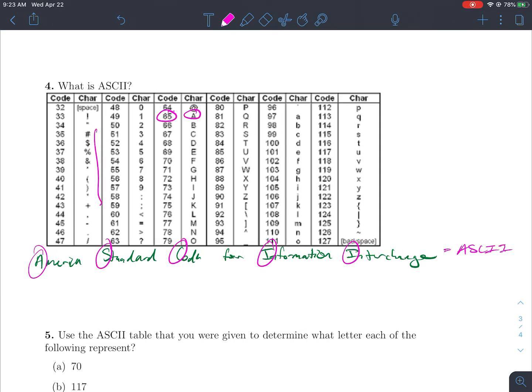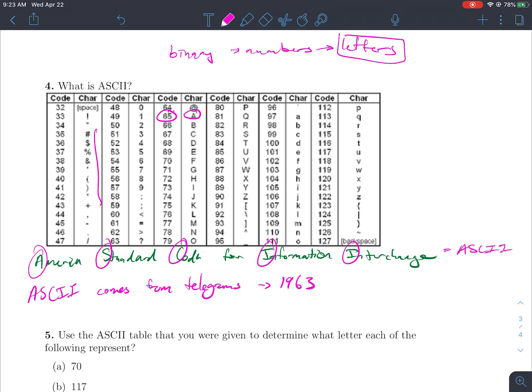So an interesting historical fact is ASCII actually existed before computers did. So ASCII comes from telegrams. And telegrams were a tool used for sending messages before the internet, before text messages. It was invented in 1963, and it was a system for turning numbers into letters. And since we have a system for turning binary into numbers, we can always turn those numbers into letters. And then we have a linkage to make letters from binary symbols.